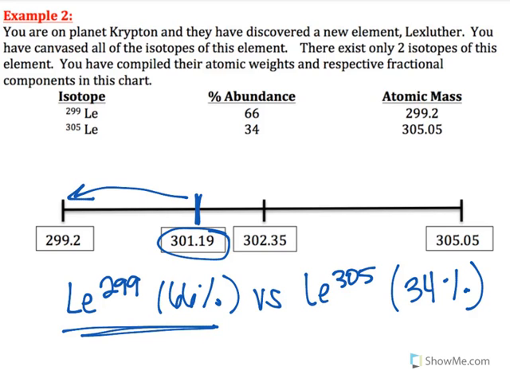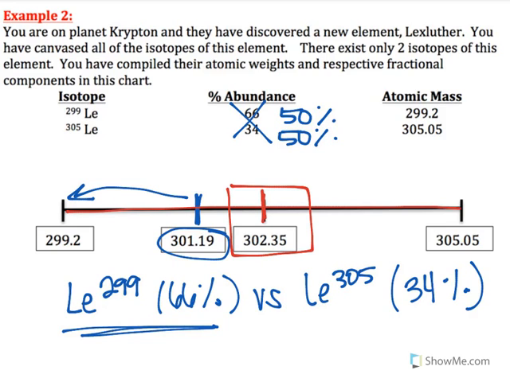If we pretend we didn't have these percentages, but we had 50% and 50%, the average would be right in the middle, or 302.35. But because we have more than 50% of the smaller isotope, we would assume that this number would lie to the left of this 302.35 average. That's how you would solve the problem intuitively if there was, let's say, multiple choice.